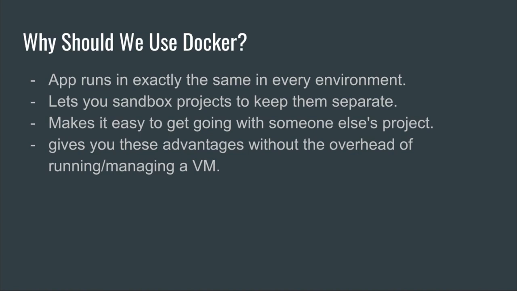This is useful if different projects use different versions. For example, if one of your projects uses Python version 2.7 and a different one uses version 3, then these projects will be kept separate. It makes it easy to get going with someone else's project, so you can clone someone's project and it will be able to install all of its dependencies independent from what's already on your machine. And it gives you these advantages without the overhead of running and managing a virtual machine.